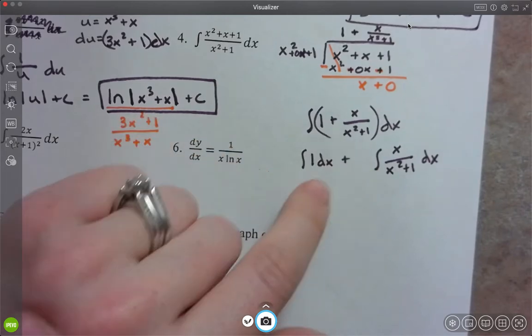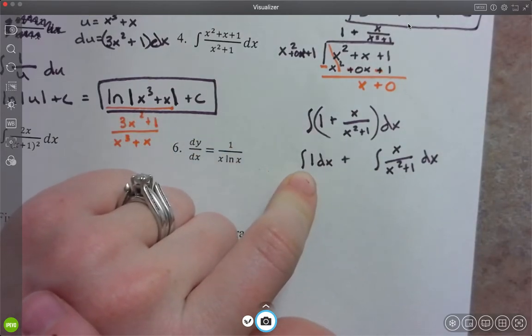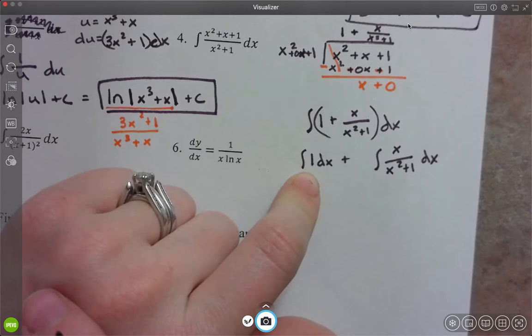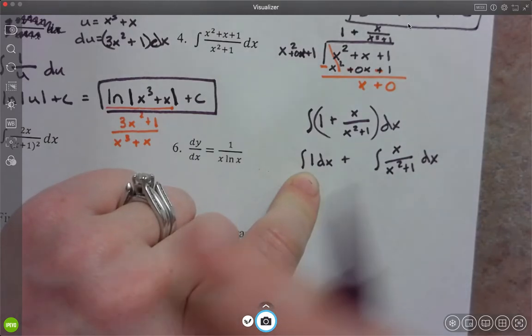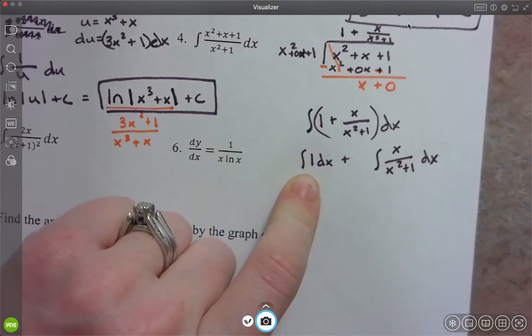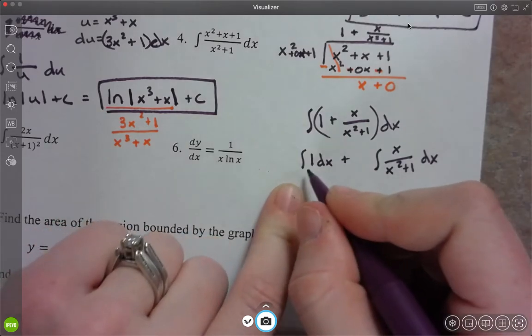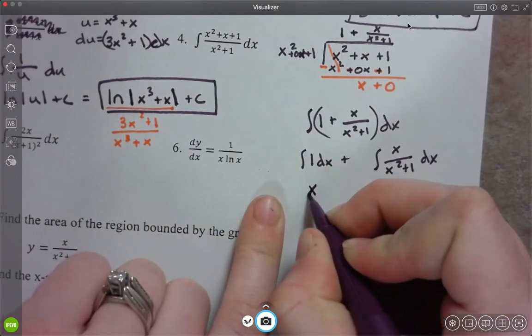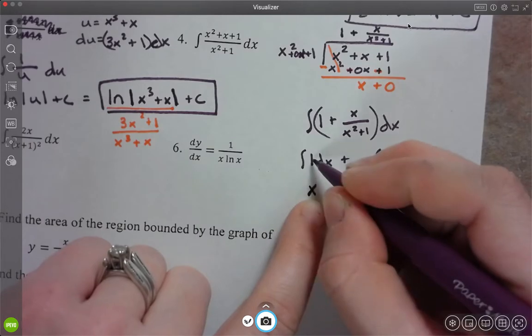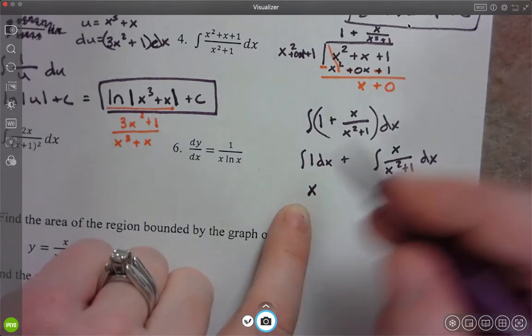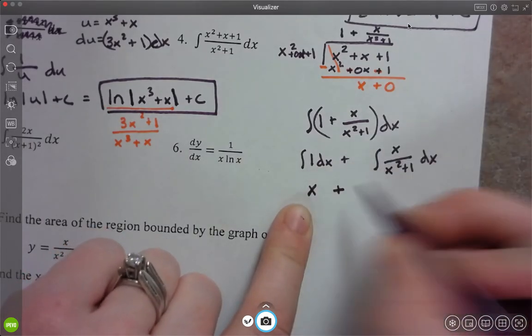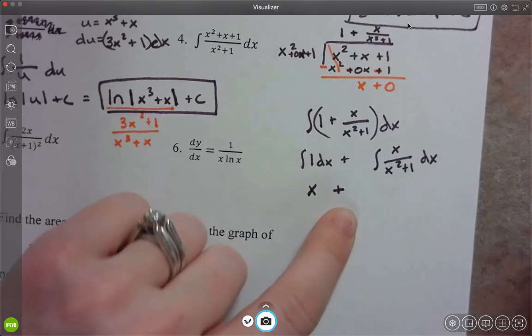But this one is saying, okay, if the derivative of something is 1, what will the antiderivative of that be? Or how do I get back to that? What do I take the derivative of to get 1? That is just going to be x. The derivative of x is 1, so the antiderivative of 1 is x. Okay, so that's done. And then I need to do some substitution here.